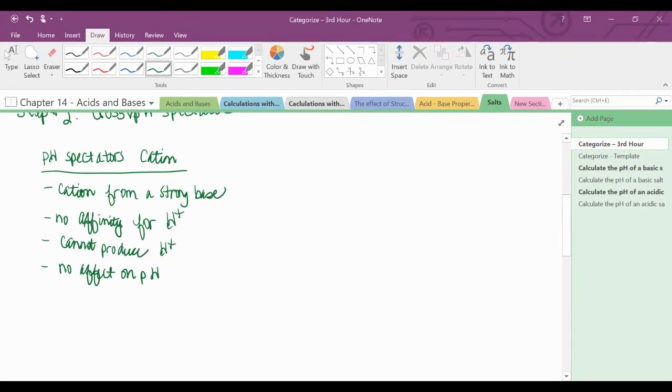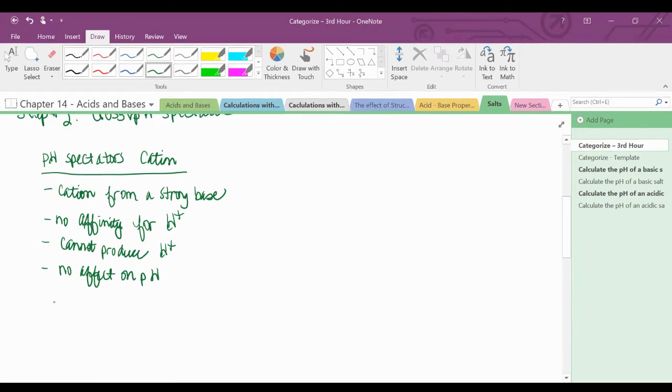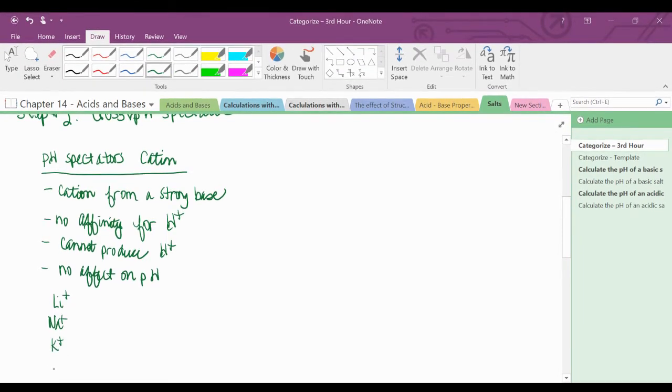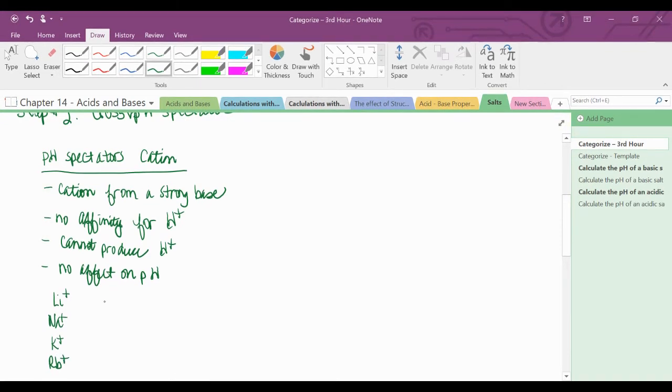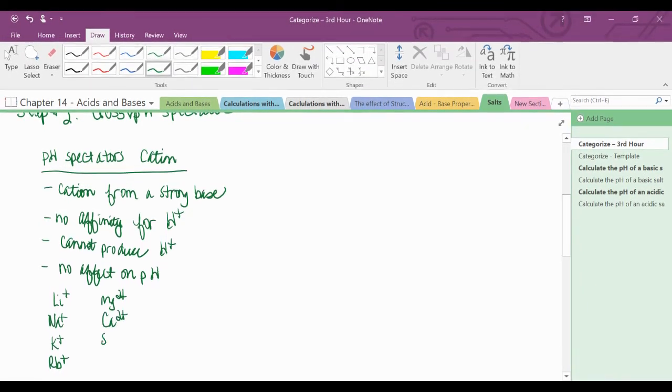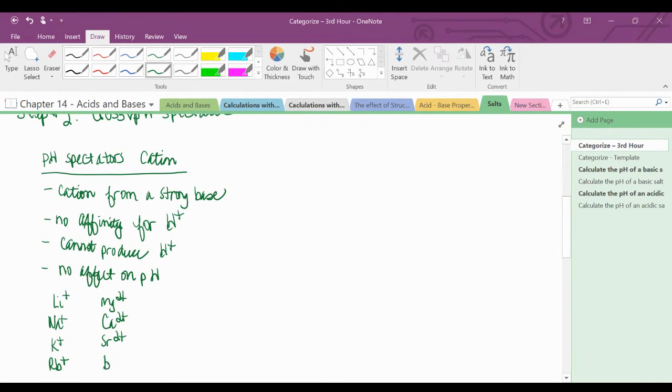All right, so we should easily be able to generate a list because we know that the metals that make a strong base all come from group 1. So that would be lithium, sodium, potassium, and rubidium. And the metals from group 2, which would be magnesium, calcium, strontium, and barium.